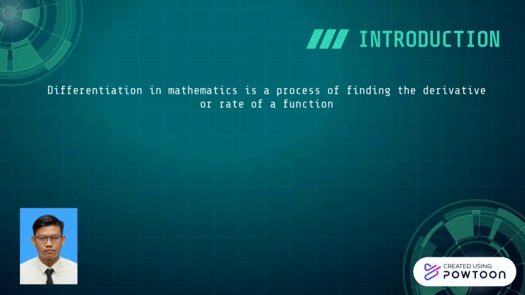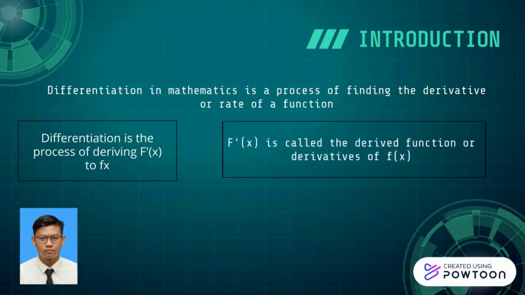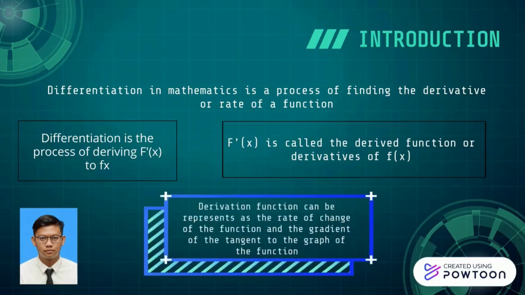Differentiation in mathematics is a process of finding the derivative or rates of a function. Differentiation is the process of deriving f prime x from f(x). f prime x is called the derived function or derivative of f(x). The derivative of a function can be represented as the rate of change of the function and the gradient of the tangent to the graph of the function.